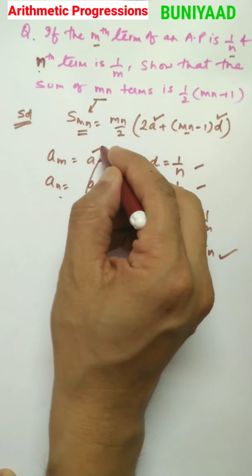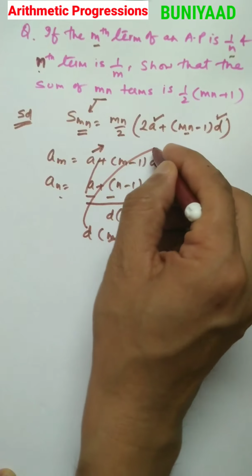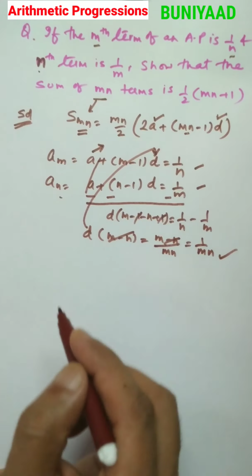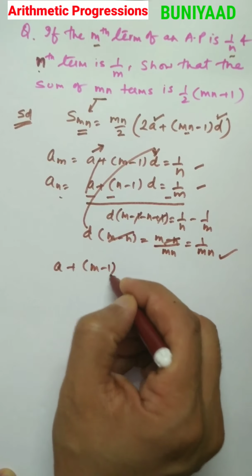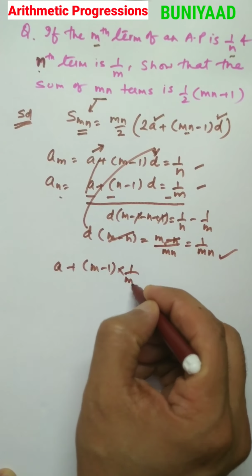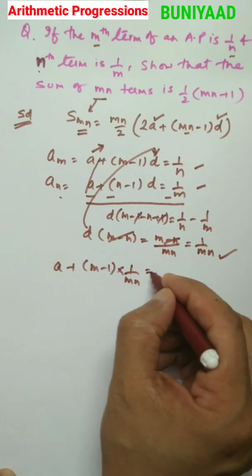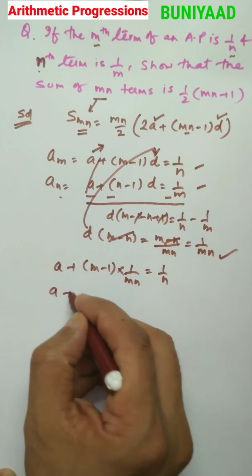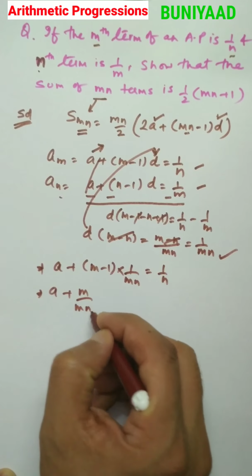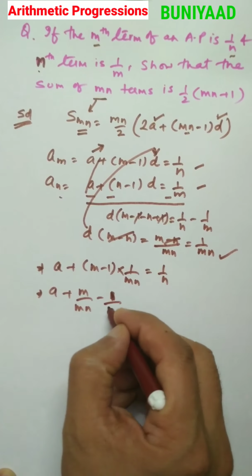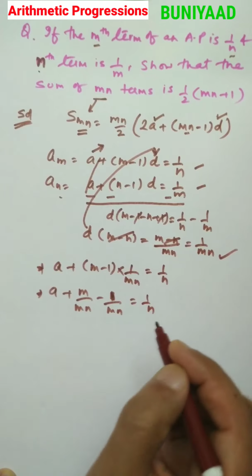Once you got d, you know how do we get the value of another variable? What is the other variable here? a. So how will you get it? Just put the value of d here. So it will be a plus m minus 1 into d. What is d? 1 by mn. This becomes a plus m upon mn, 1 upon mn equals to 1 by n.